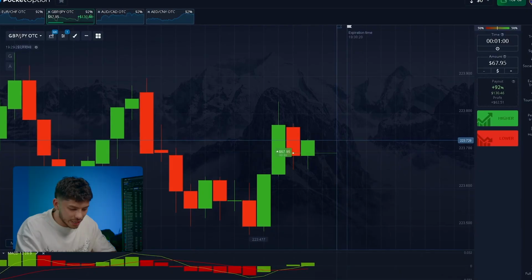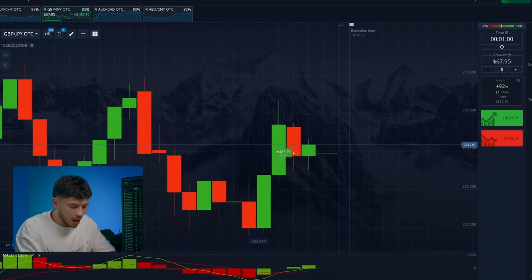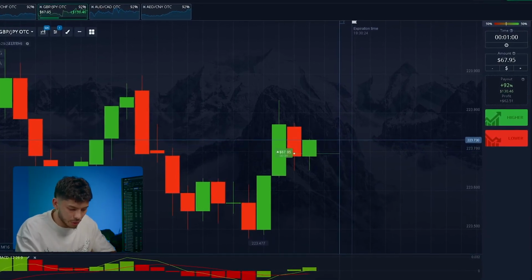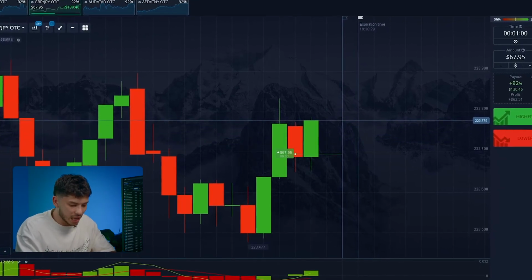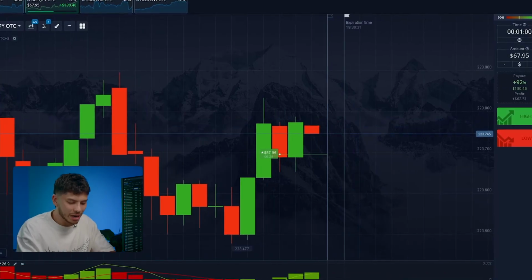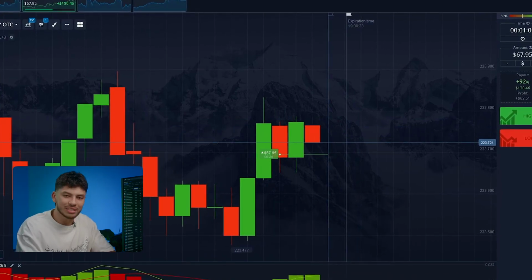The advantage of trading in this market compared to others is that our results don't depend on the entry point. It depends on correctly identifying the direction. The distance between the entry and exit points doesn't matter as much. The main thing is finding the right trend.